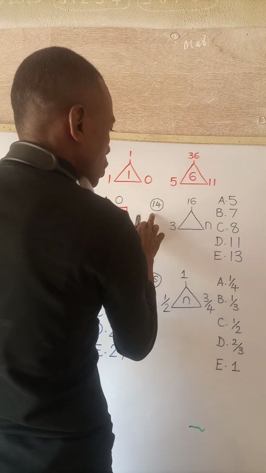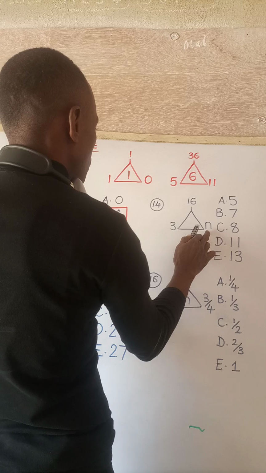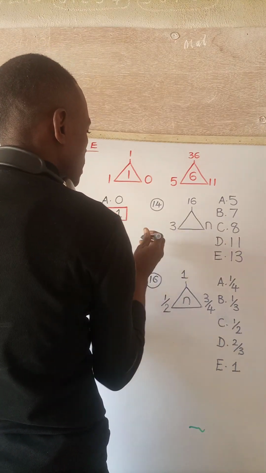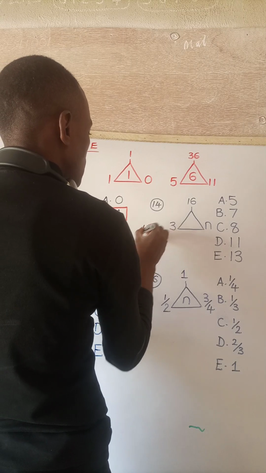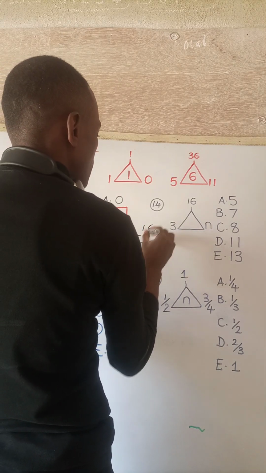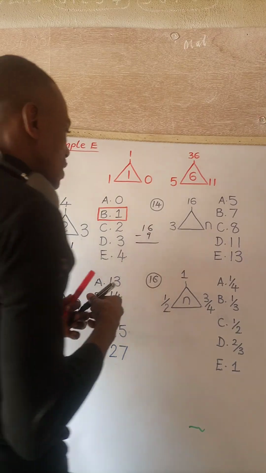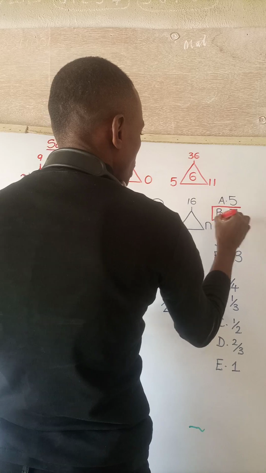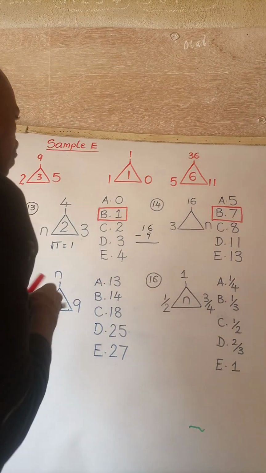We move to question number 14. In question number 14, this side is not given, okay? So what I will do now is I will do 3 times 3, it will give us 9. Now 16 minus 9. 16 minus 9 will give us what? 7. So answer to question number 14 is option B.